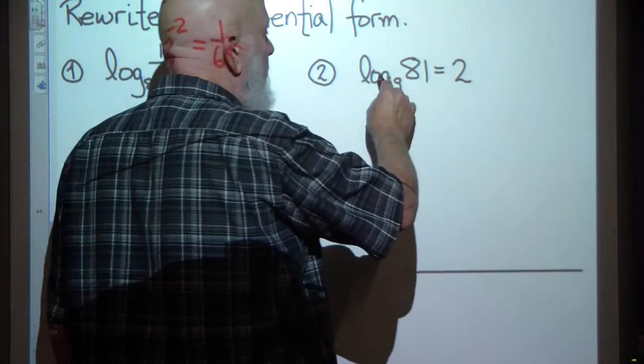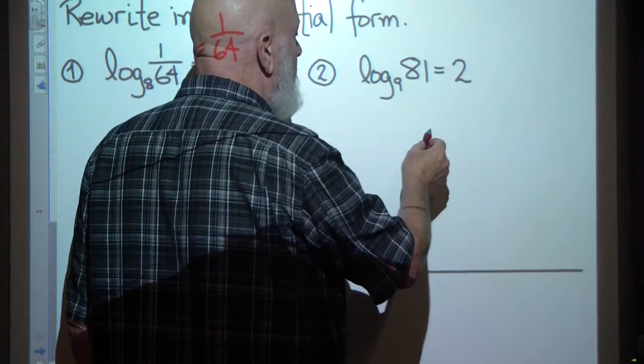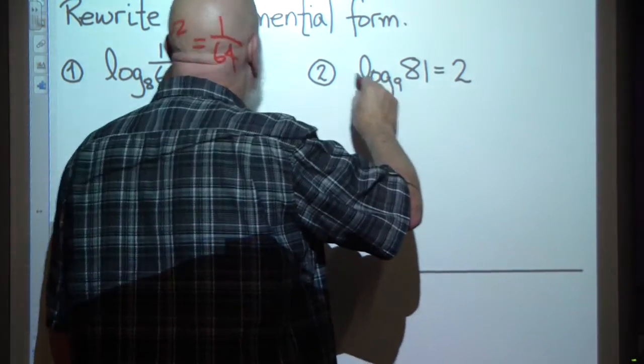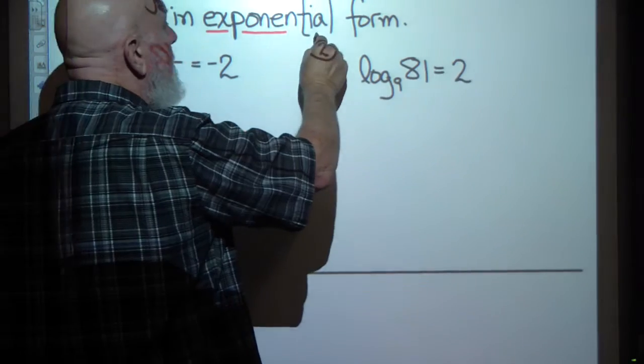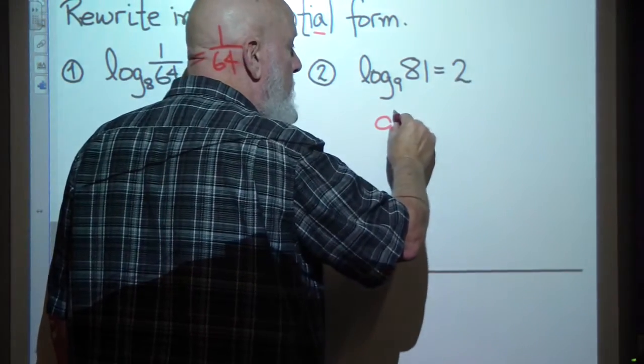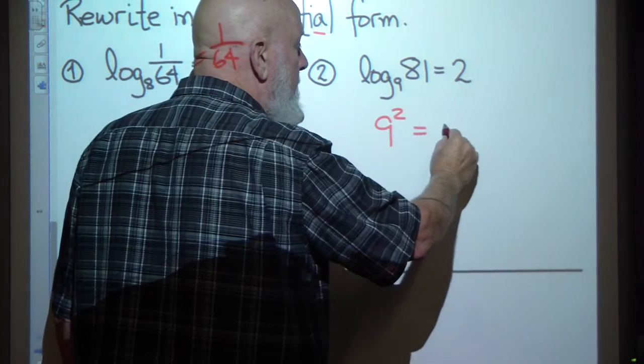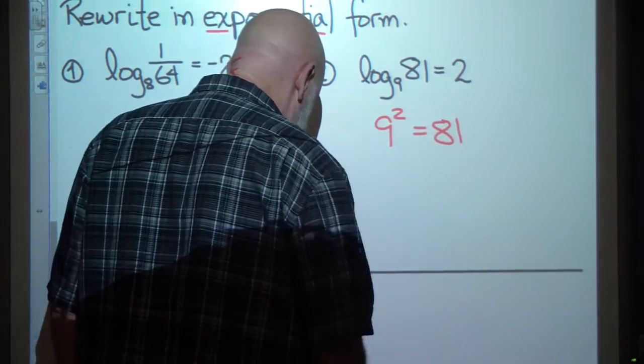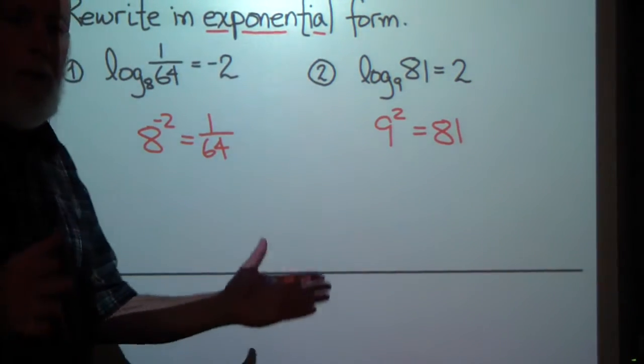Let's take a look at this one. Log base 9 of 81 is equal to 2. If I were asked to rewrite that in exponential form, that would be 9 to the second power. Notice the 9 gets bigger, the 2 shrinks. 9 to the second power is equal to 81. And we're done. That's all we're going to be doing today.